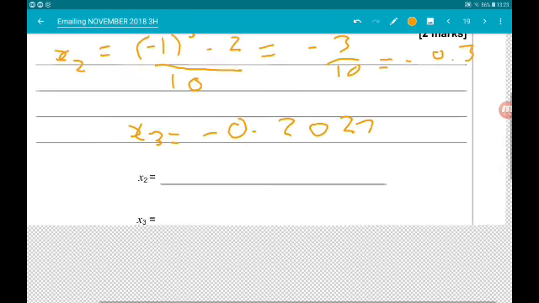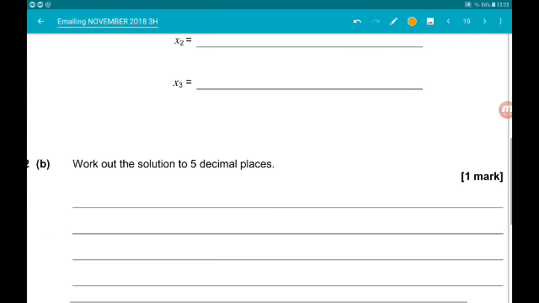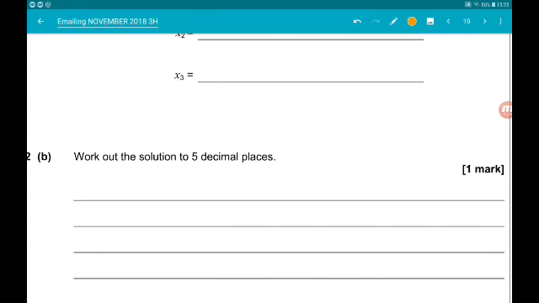Okay, and then part B wants us to work out the solution to 5 decimal places. So, from what we've just done above, just keep pressing equals until you get the same display, the same answer every time. And we should get minus 0.20081.